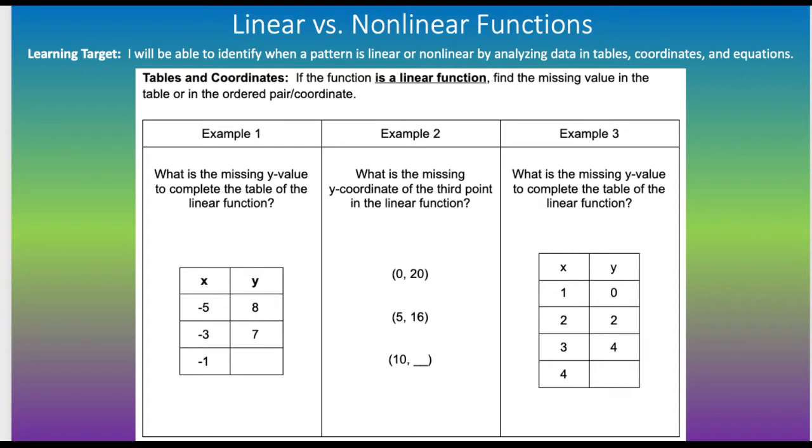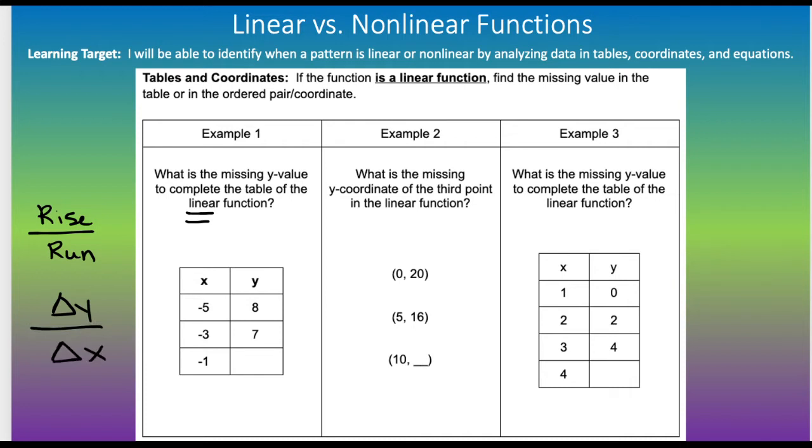What is the missing y value to complete the table of the linear function? So again, I'm going to go ahead and underline that word linear because that tells us that this should have a constant rate of change. So we need to figure out what is the rate of change, what is the slope. Remember, rate of change or slope is rise over run, or change in the y coordinates in the numerator over change in x coordinates in the denominator.